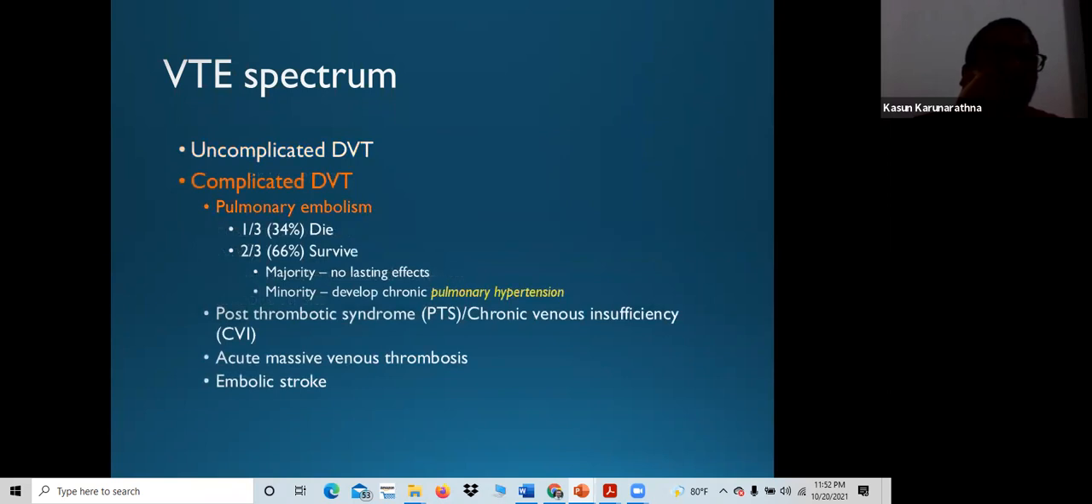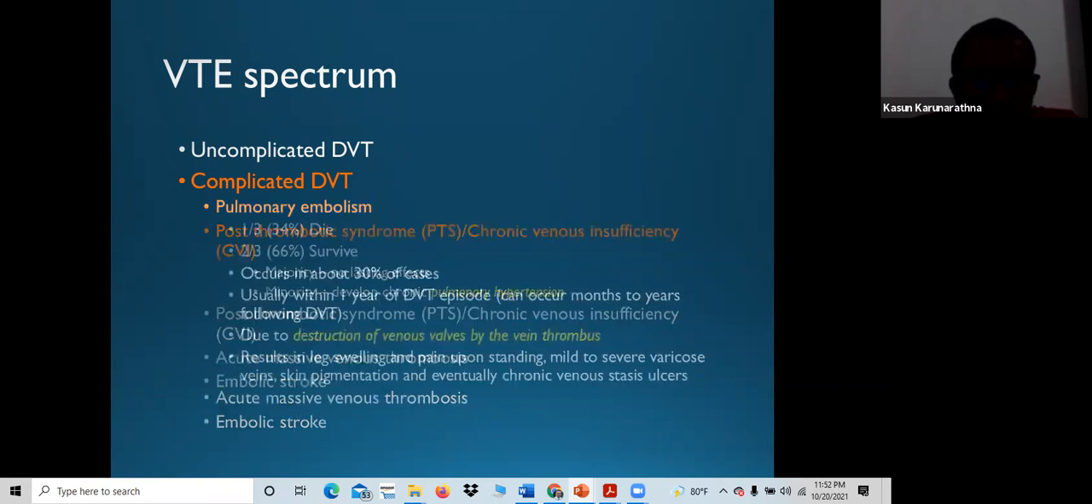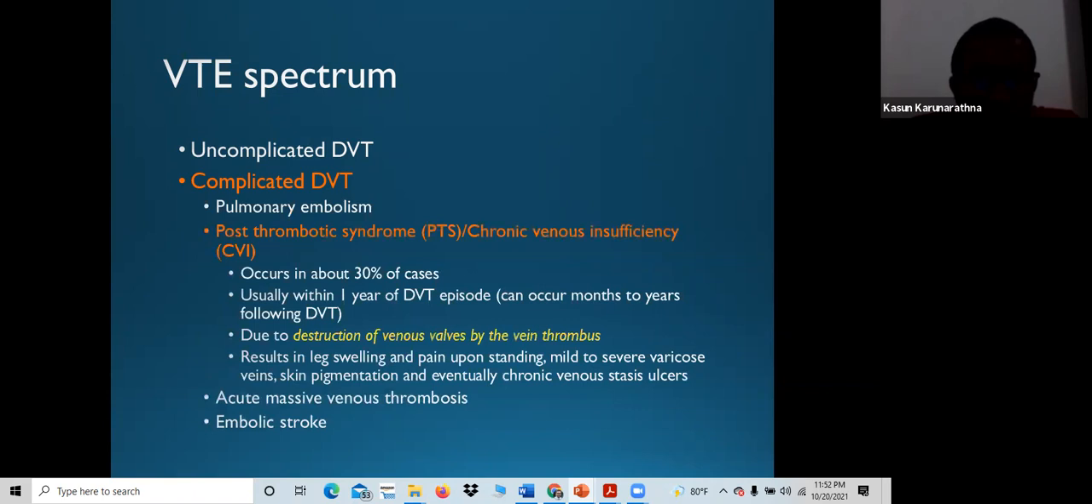Embolism: 1/3 will die, 2/3 will survive. Right? Of those 66% surviving, the majority have no lasting effects. A minority will develop chronic pulmonary hypertension. And if it is acute massive pulmonary embolism, the patient will die. Sudden death. Post-thrombotic syndrome occurs in about 30% of cases, usually within 1 year of DVT episode.